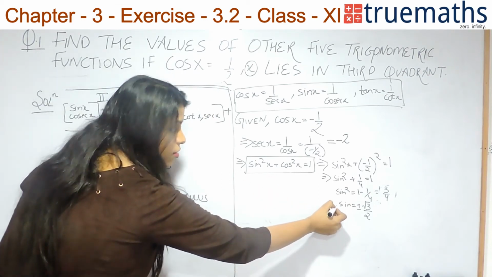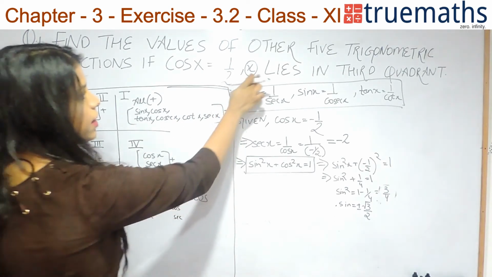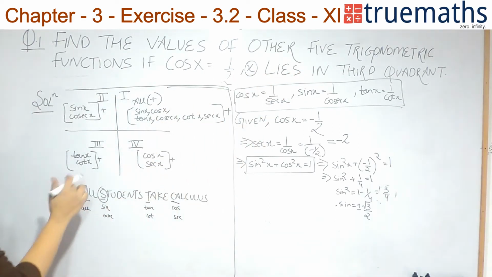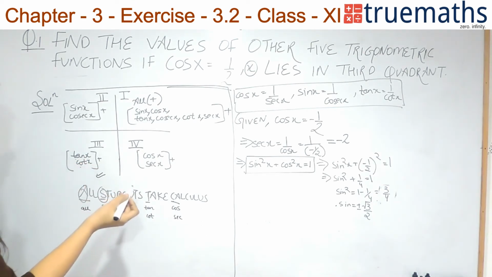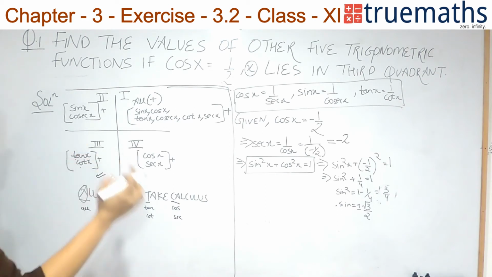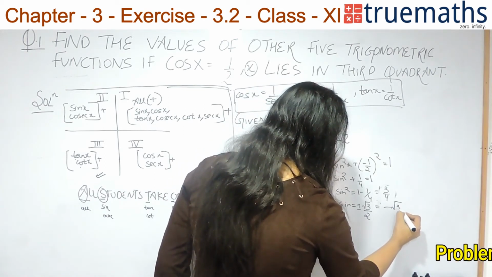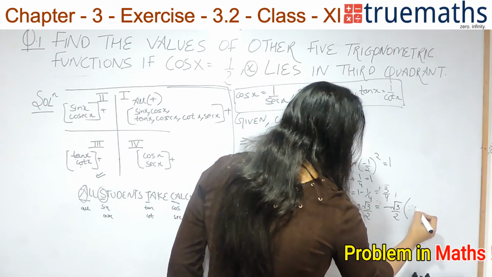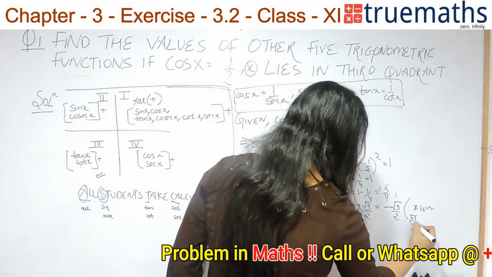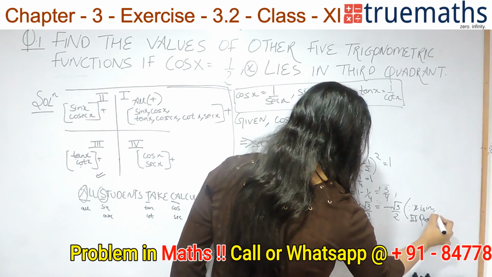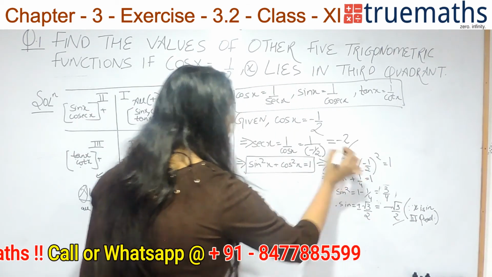This we can decide based on this logic, that given is x lies in the third quadrant. Now x lies here. That means only tan x and cot x will be positive. That means sin x will be negative. So I will take the value of sin x as minus root 3 by 2. Why? Since x is in third quadrant, right? So we've got the value of sin x, we've got the value of sec x.